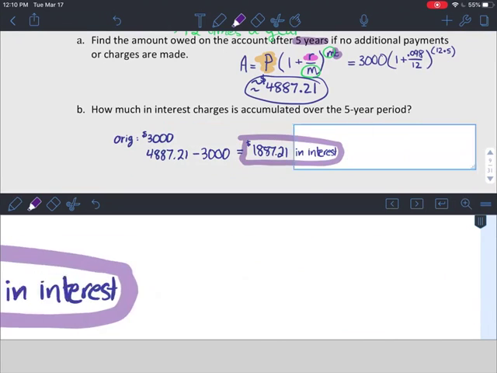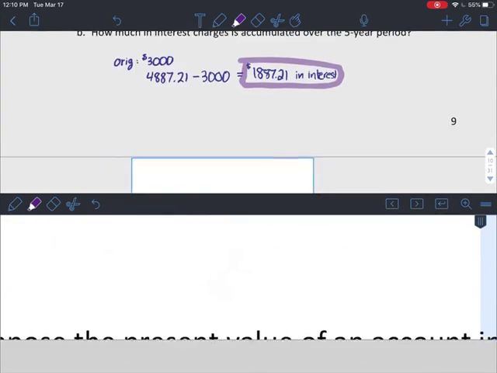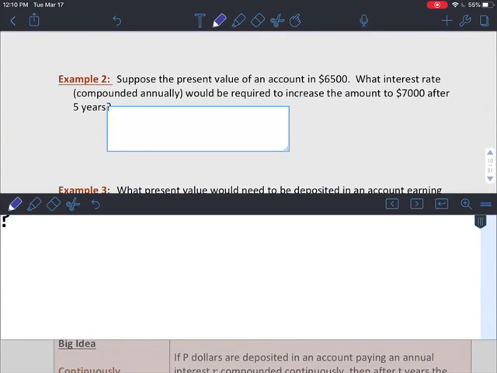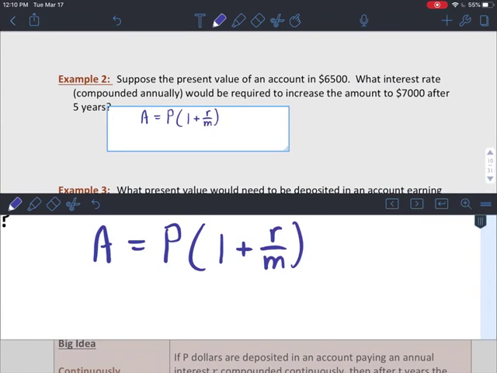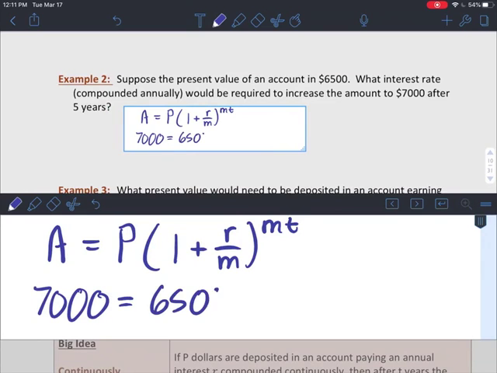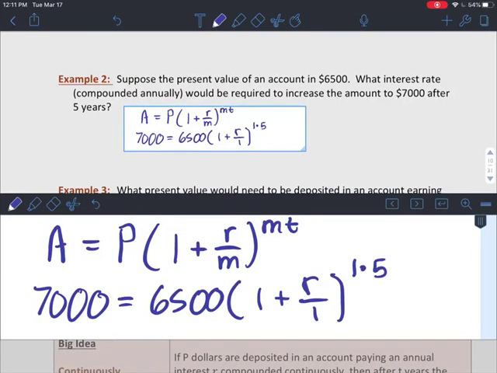All right, let's do another couple. This one is where you have money in an account and someone's paying you, so we like this interest better. If you set up your formula here and pick out your information, what we've got is we need to know the interest rate to get our amount of money to increase to an ending amount of $7,000 in this 5 years. So plug in what you know.